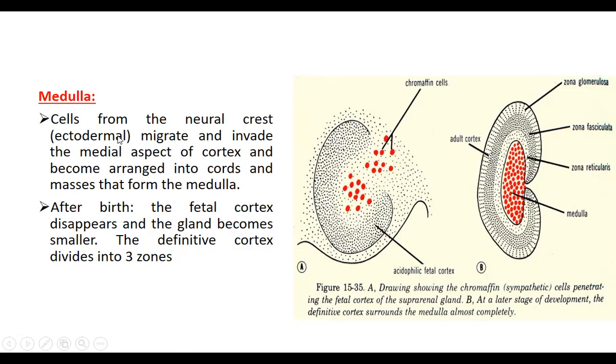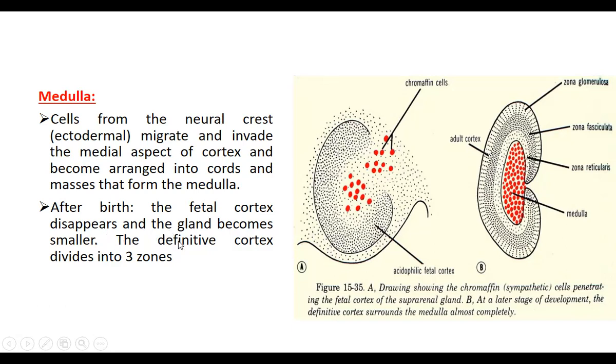Okay. Cells from the neural crest ectoderm migrate and invade the medial aspect of the cortex and become arranged into cords and masses, and they are defined as the medulla. After birth, the fetal cortex disappears. As I said, this fetal cortex totally disappears, and the adult cortex will develop. Okay. After birth, the fetal cortex disappears and the gland becomes much smaller.